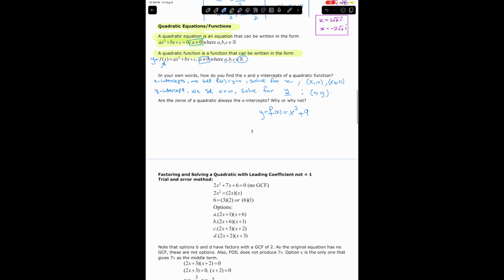So in your own words, you can now explain whether the zeros of a quadratic are always going to be x-intercepts, and why or why not.